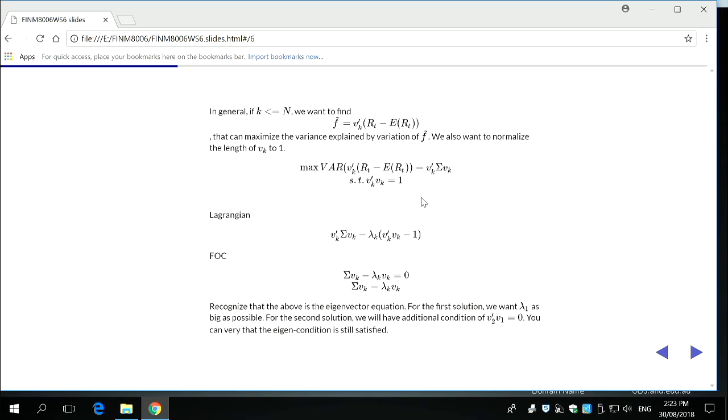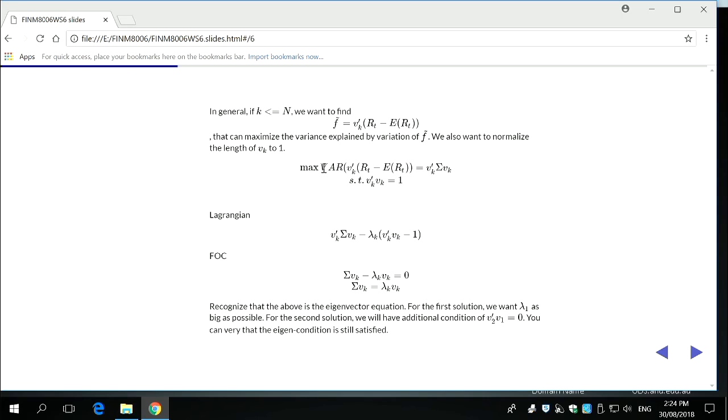Why do I need that? Because we know there are multiple solutions, right? So we don't want any vector that can be very huge in length. So we just constrain the length of the vector and see how much variation it can explain.